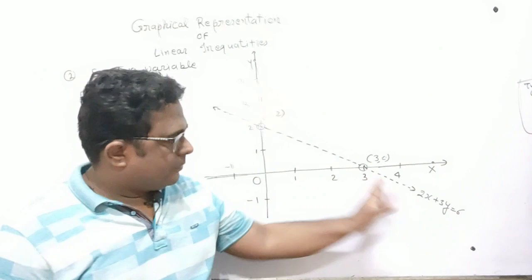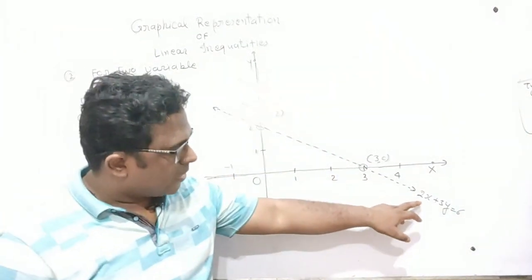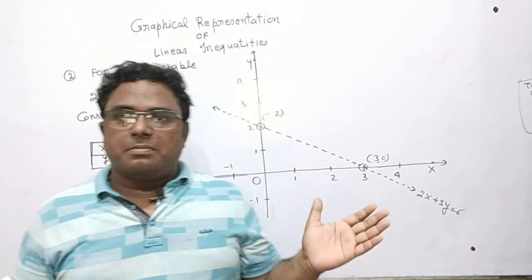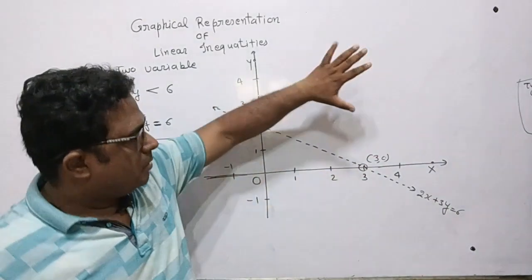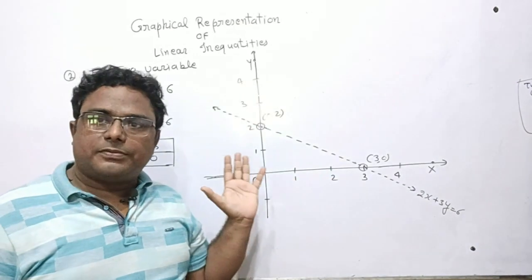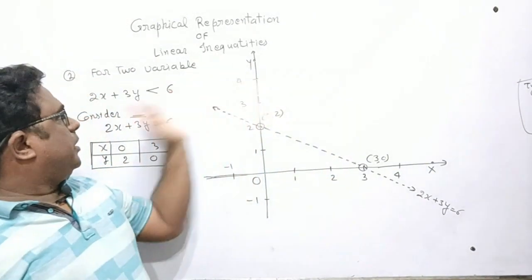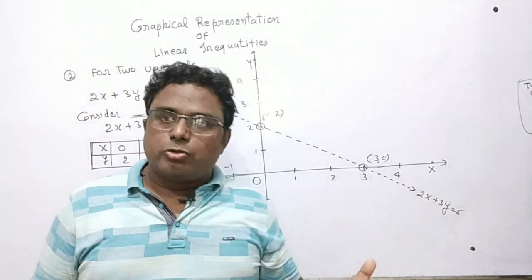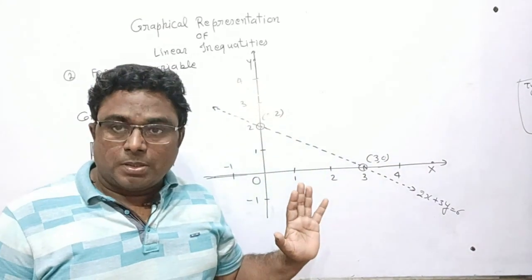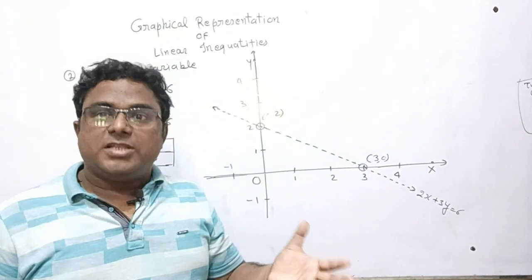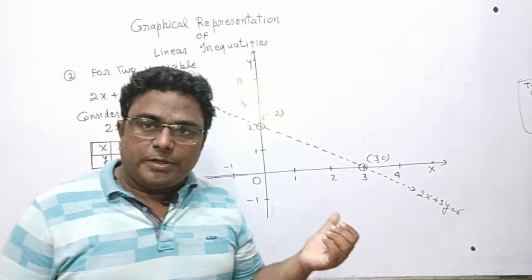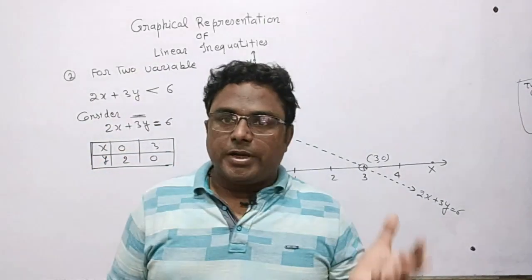Now, this dotted line has the equation 2x plus 3y equal to 6. This line breaks the whole Cartesian plane into two parts, this part and this part. We call one the upper half and the other the lower half. The given inequality will have its solution either in the upper half or in the lower half, not in both. So the question is which half, upper or lower, is the solution for the given inequality.